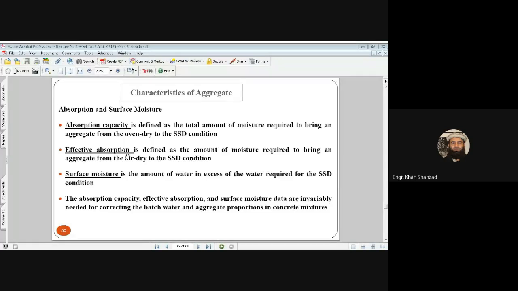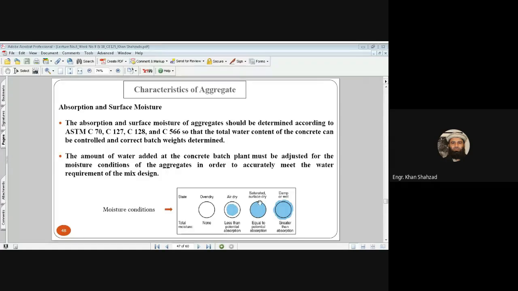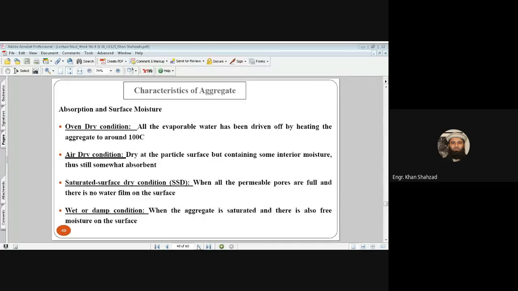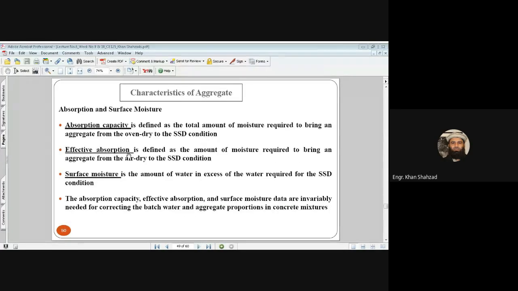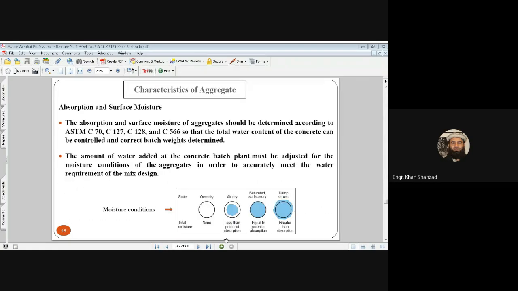Now, what is effective absorption? Effective absorption is defined as the amount of moisture required to bring an aggregate from the air dry condition to the surface saturated dry condition. From this one to this one. This is called effective absorption. Now, surface moisture क्या होता है बेटा? Surface moisture is the amount of water in excess of the water required for the surface saturated dry condition. This one, the extra one.